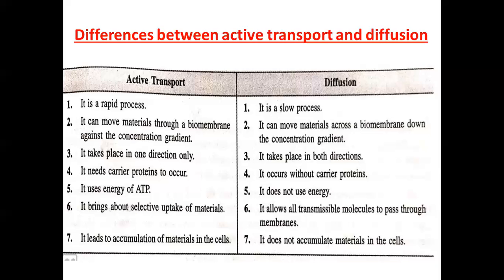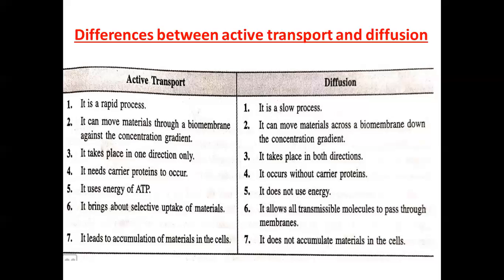With the membrane only, diffusion is possible. In active transport, it uses energy of ATP. ATP is a form of energy, and in diffusion, it does not use energy. Active transport brings about selective uptake of materials. Diffusion allows all transmissible molecules to pass through membranes.